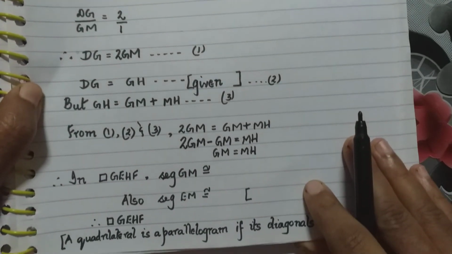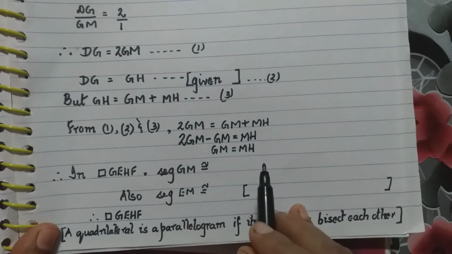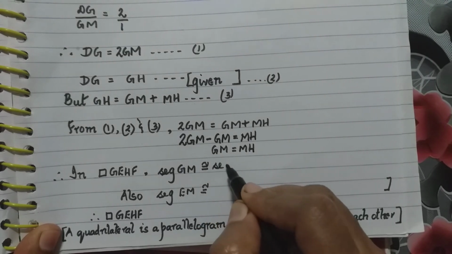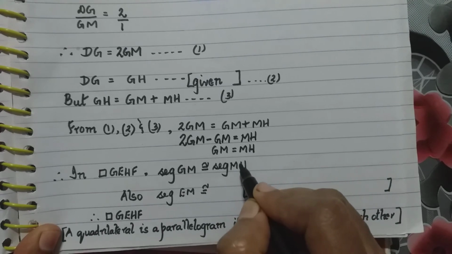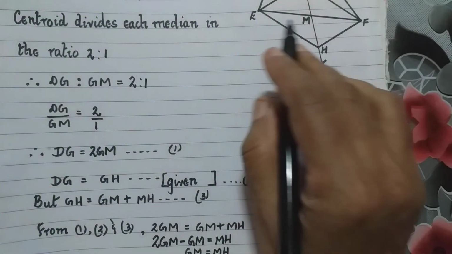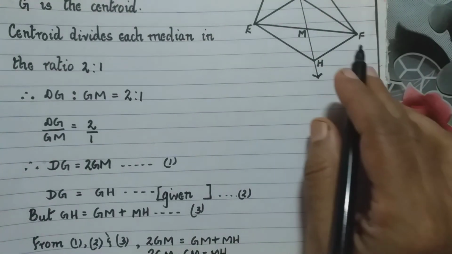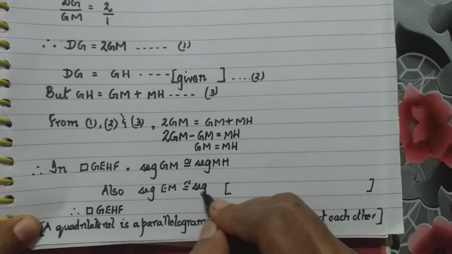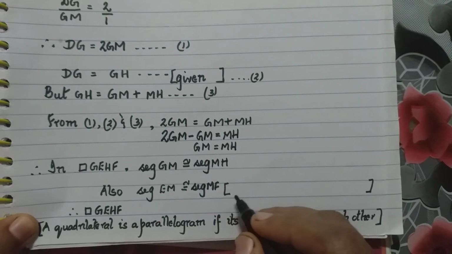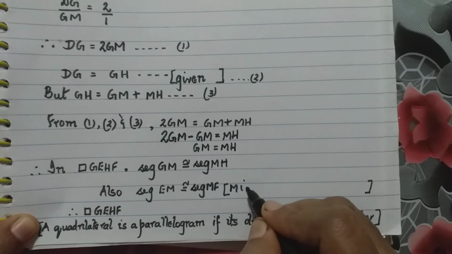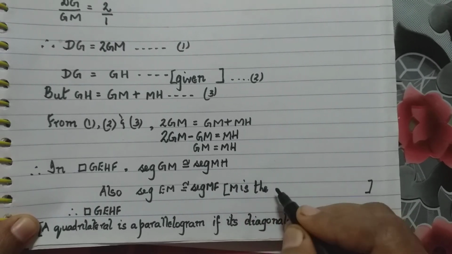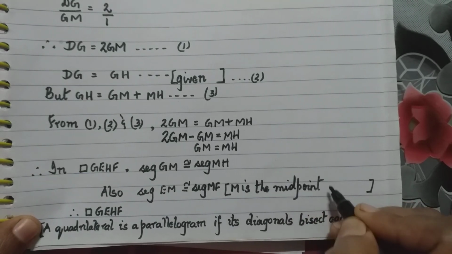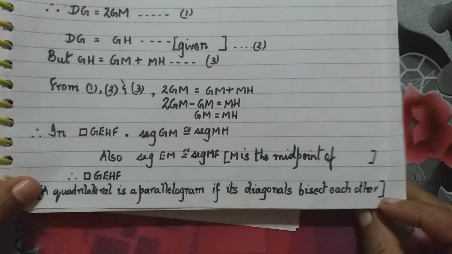So now see here, we had just now got GM is equal to MH. So we can write segment GM congruent to segment MH. Also, segment EM is congruent to segment MF. So I write here segment MF. What did we say is the reason? That M is the midpoint of segment EF.